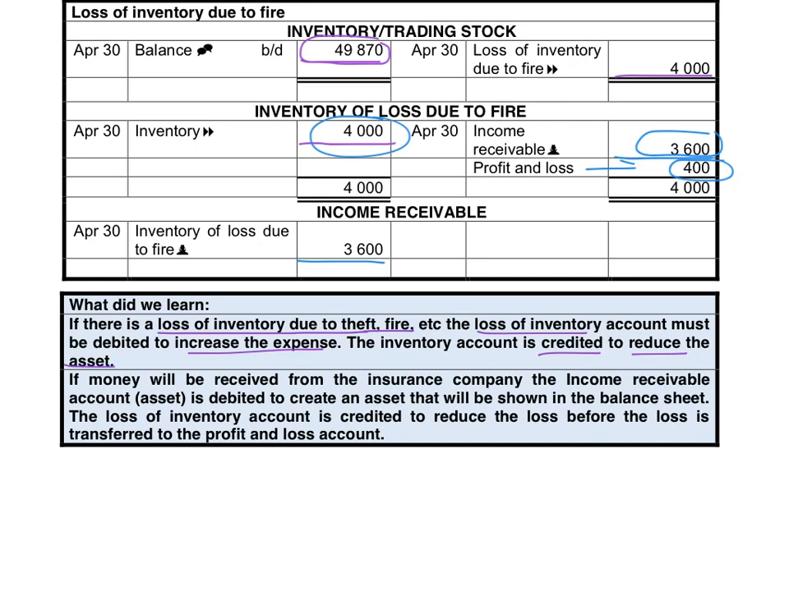If money will be received from an insurance company, the income receivable account or the insurance company account will be debited to create an asset that will be shown in the balance sheet as money that must be received in the future. The loss of inventory account is credited to reduce the loss before the loss is transferred to the profit and loss account, so that the loss of 4,000 will be reduced by the 3,600 that we receive from the insurance company, and only 400 will be transferred to the profit and loss account.